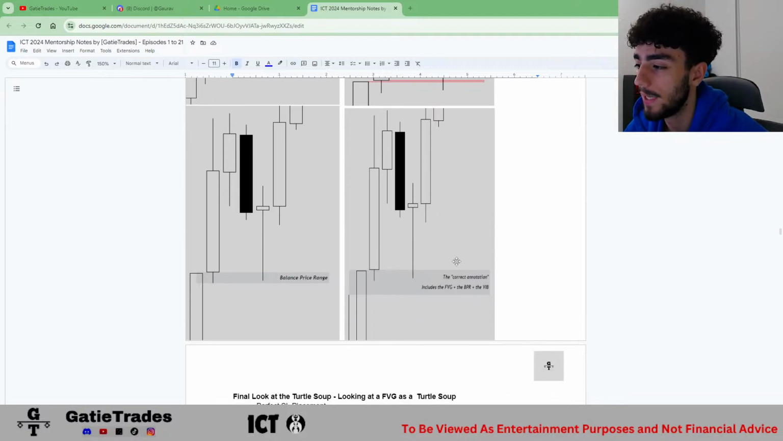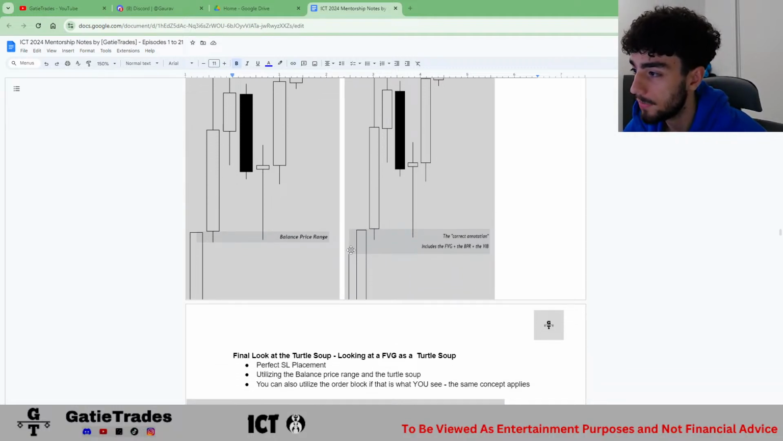So this is how you would correctly annotate it. You're including the fair value gap, you're including the volume imbalance, and the balanced price range, which is why you're including the wick. If you were to only draw the fair value gap, you wouldn't be including the balanced price range. Notice price doesn't even come to the low of the balanced price range.